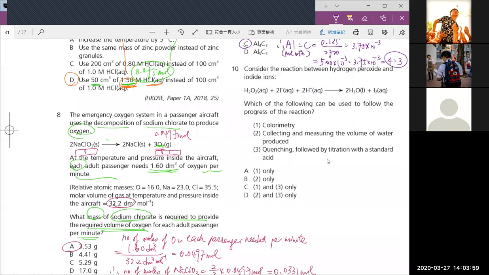A, correct. Why? Colorimetry. During the progress of the reaction, the color intensity of the brown color of iodine increases. Okay? The brown color of the iodine increases. So the answer is A.